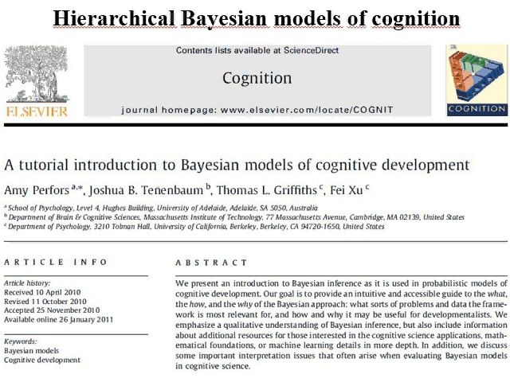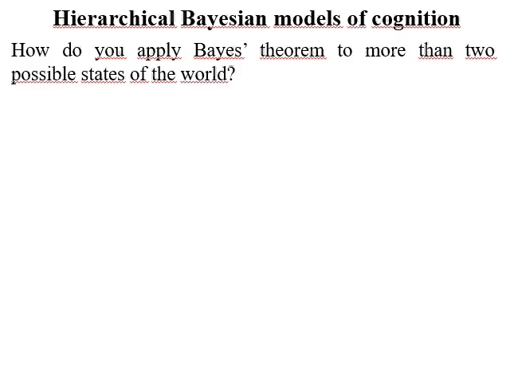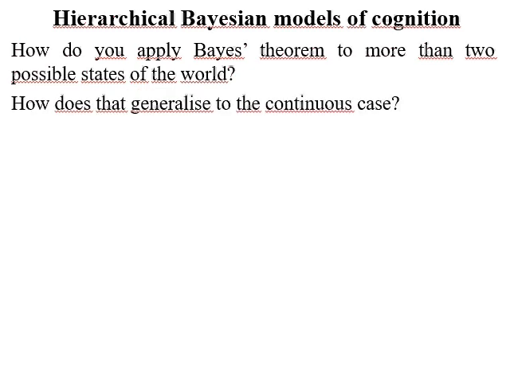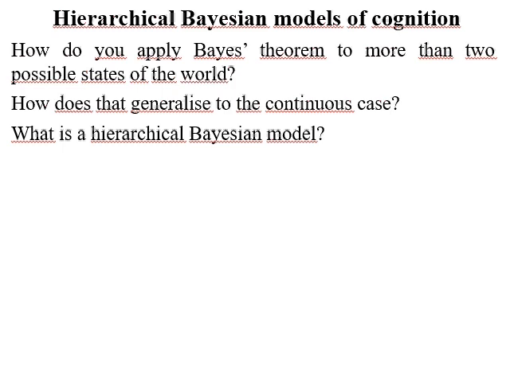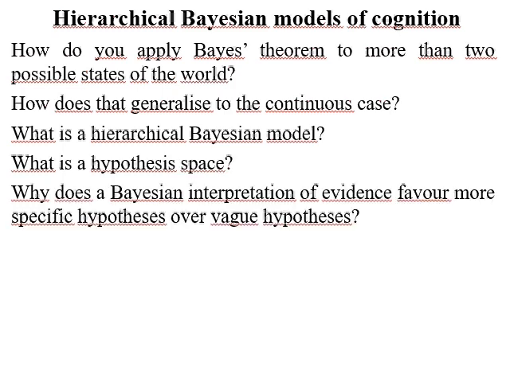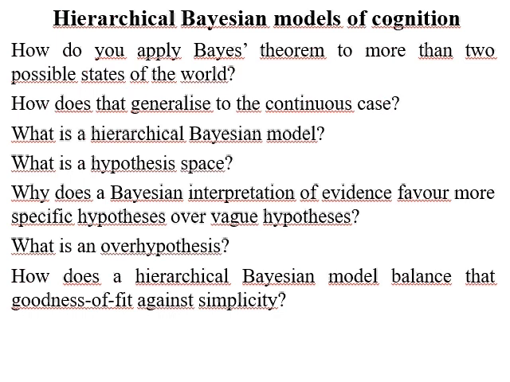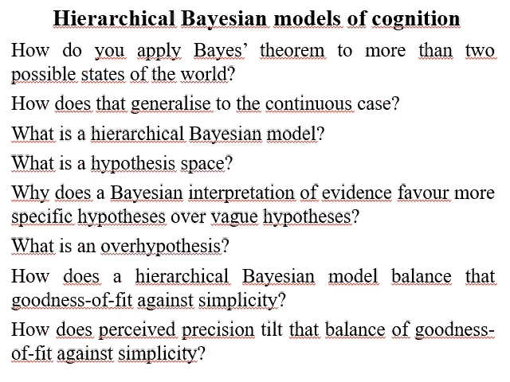It's a good paper. So, by the end, I hope that you will know how to apply Bayes' theorem to more than two possible states of the world, how that generalizes to the continuous case, what is a hierarchical Bayesian model, what is a hypothesis space, why does a Bayesian interpretation of evidence favor more specific hypotheses over vague hypotheses, what is an overhypothesis, how does a hierarchical Bayesian model balance goodness of fit against simplicity, and how does perceived precision tilt that balance of goodness of fit against simplicity?